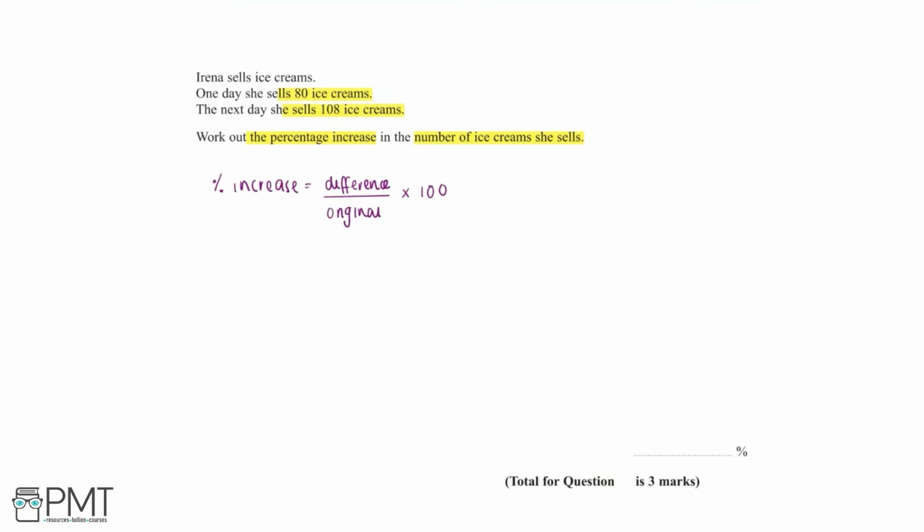If she sells 108, the difference would be 108 take away 80. And so we can write down that 108 take away 80 is equal to 28. Now that we've found the difference, we can find the percentage increase. We said that the percentage increase is the difference divided by the original, all multiplied by 100. And so we would do 28 divided by 80, all multiplied by 100, which is equal to 35. And so we can say that the percentage increase in the number of ice creams that she sells is equal to 35%. Now this question is worth 3 marks.